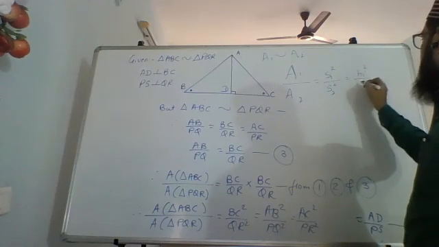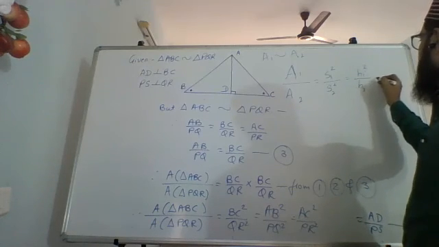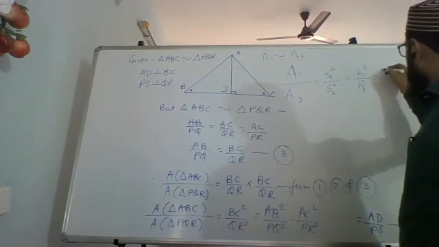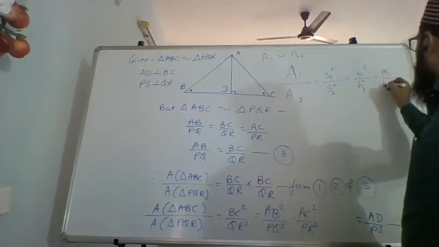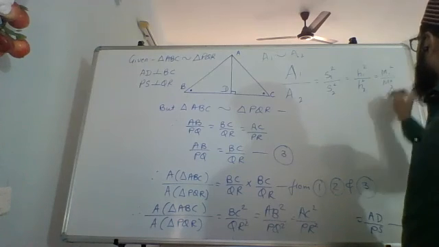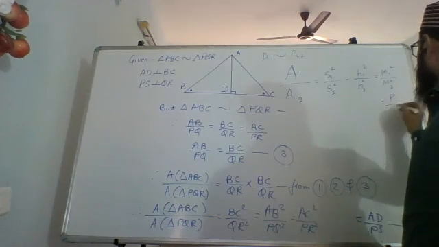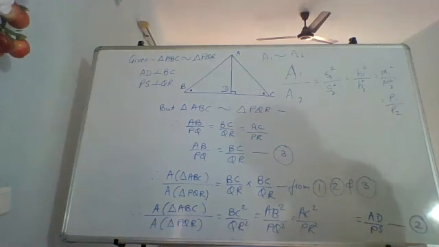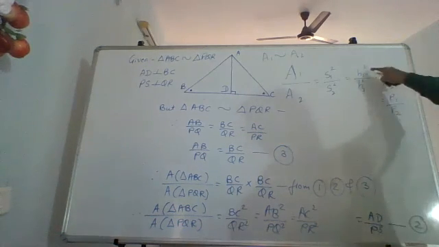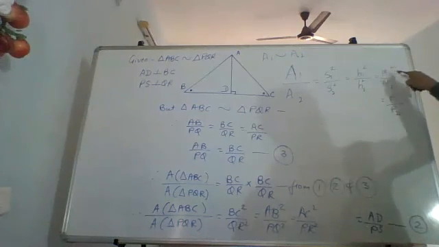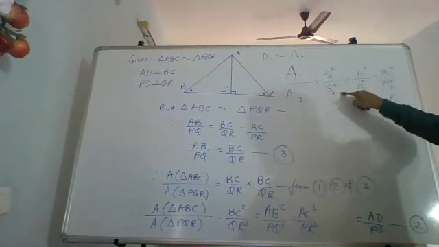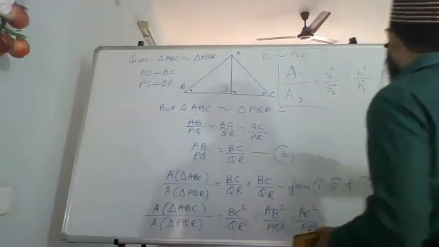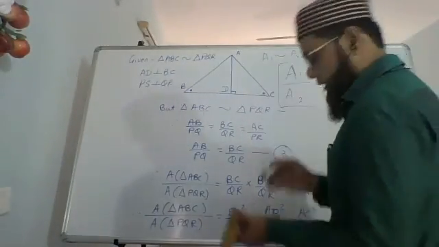H1 square upon H2 square, which is also equal to M1 upon M2 squared, which is also equal to P1 upon P2. P1 and P2 is not squared, it is just the perimeter. Otherwise, altitude square, median square, side square. Write this in your formula list. You can apply this directly.